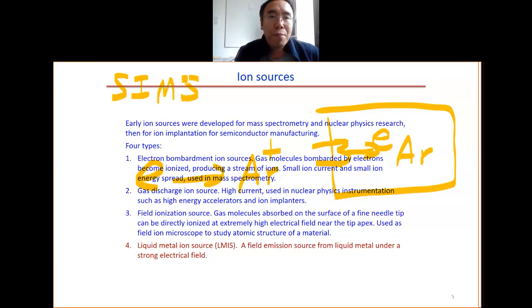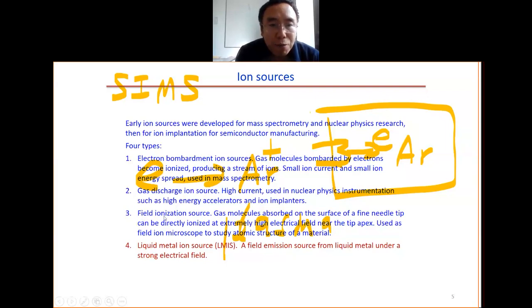It's called SIMS, the secondary ion mass spectroscopy. The next one is the gas discharge ion source. The gas discharge, we know, is nothing but plasma. So this is the plasma ion source, and we'll talk about the plasma ion source later on.